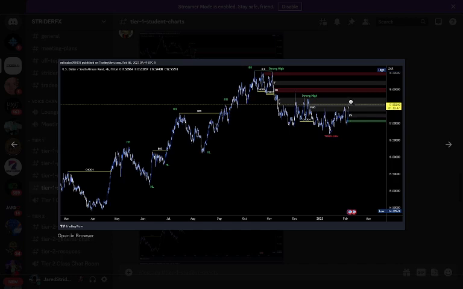Okay, we're seeing a change of character here. So we'd like price to break these highs to give us another zone where it would reverse back into to then maybe take out these highs when we become a strong low here. Good.